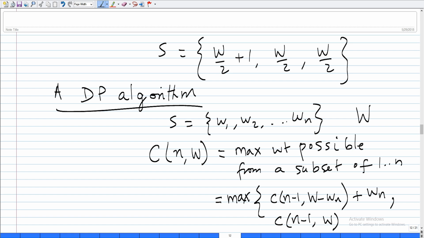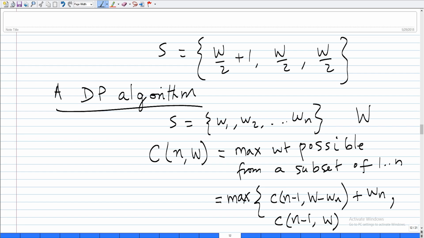The maximum capacity possible is that either you take W1, if you manage to take W1, then from the residual capacity pick the maximum possible from the remaining subset. If you don't pick W1, then pick the maximum capacity. Full capacity is available, do it from n minus 1.